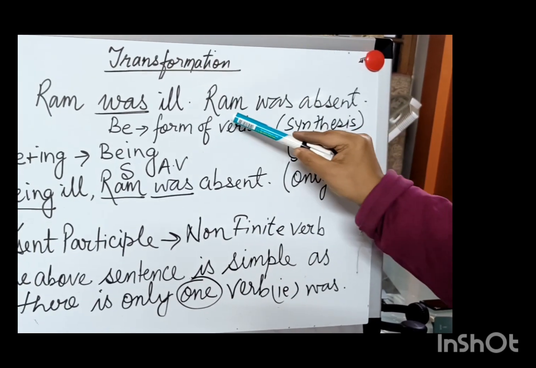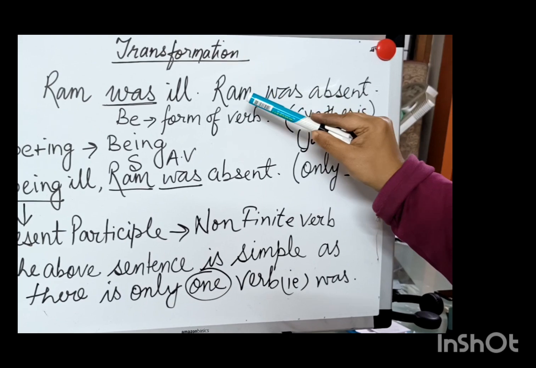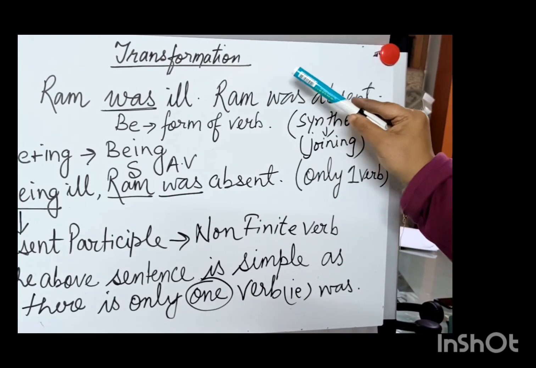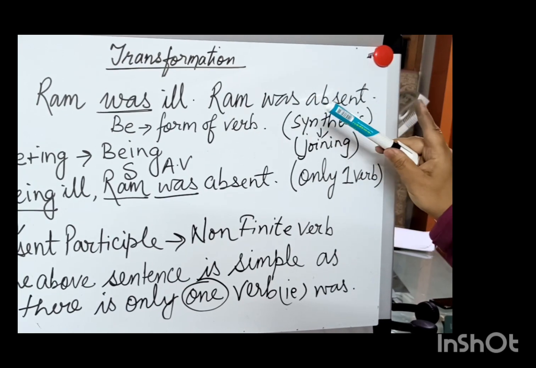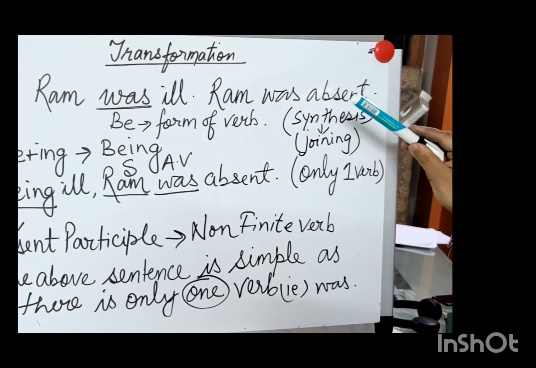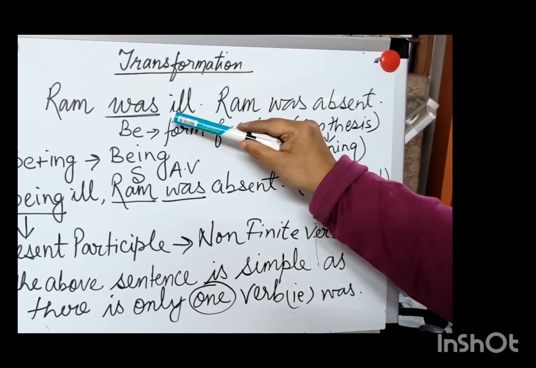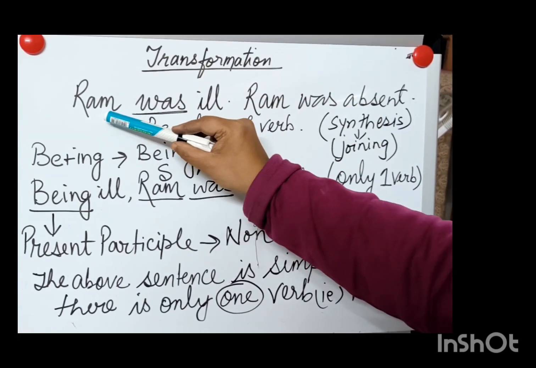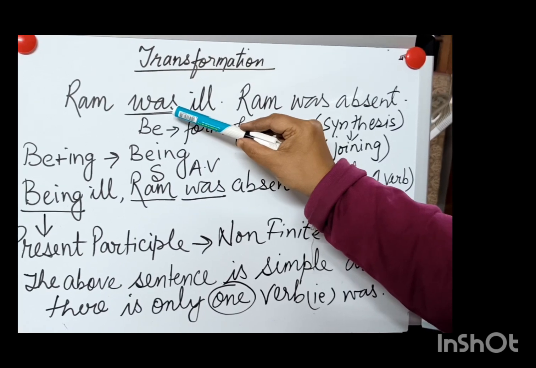So instead of writing the subject again and again, we can just omit the subject, that is Ram, and we can form a new sentence, that is only one sentence. So first we will form a simple sentence. So let's focus on the first sentence, that is Ram was ill. So Ram is the subject of the sentence and was is the auxiliary. There is no main verb.